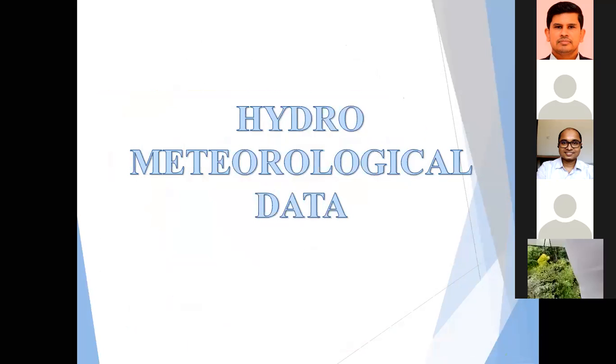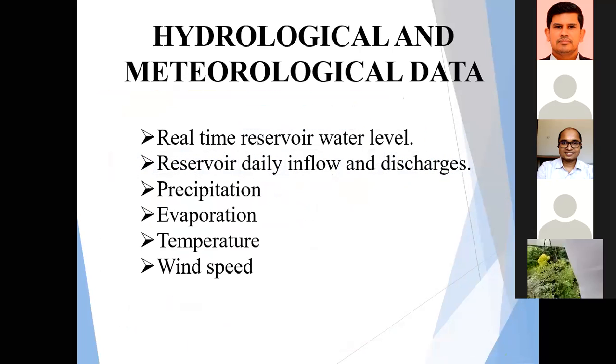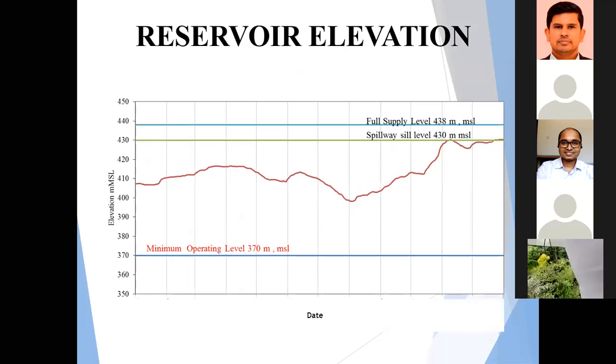Hydrometeorological data. So we have a hydrological database. You can see here real-time reservoir water level, reservoir daily inflow and discharges, precipitation, evaporation, temperature, wind speed, and so on, and other data also we have. I will show you how we are obtaining these data. Reservoir elevations we maintain each and every day, and real-time water level data we have with the newly installed SCADA systems.